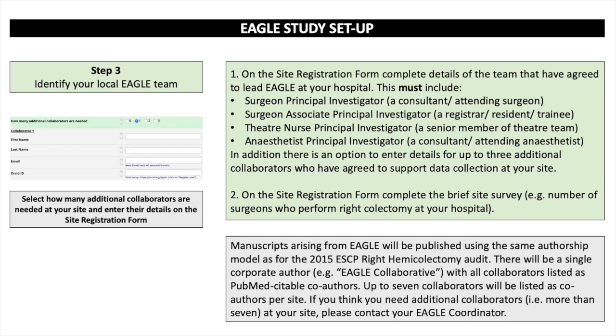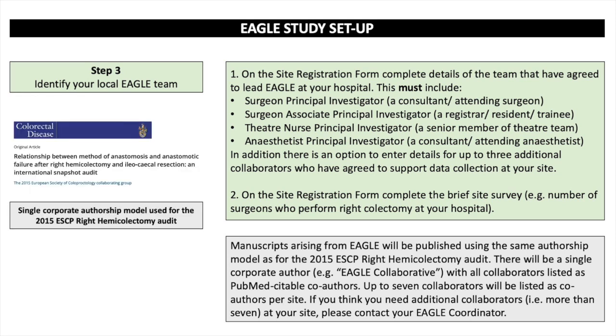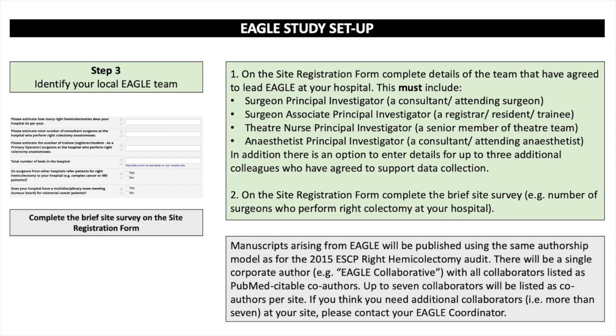You can enter details for up to 3 additional co-investigators who will support data collection at your site. All these individuals will be included as co-authors on manuscripts arising from the Eagle study. The details of the team leading the Eagle study at your site can be updated on the site registration form at any time. The next section of the site registration form is a brief site survey. We will use this data when analysing the final study results, so it is important to collect this.